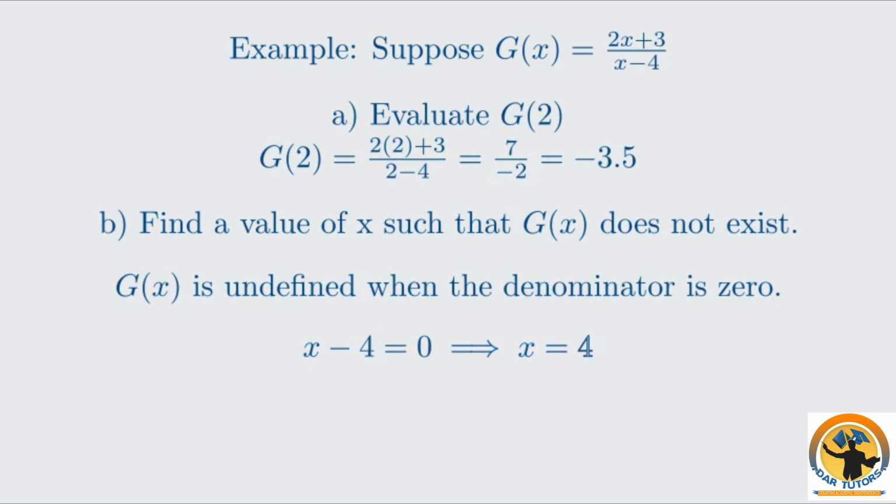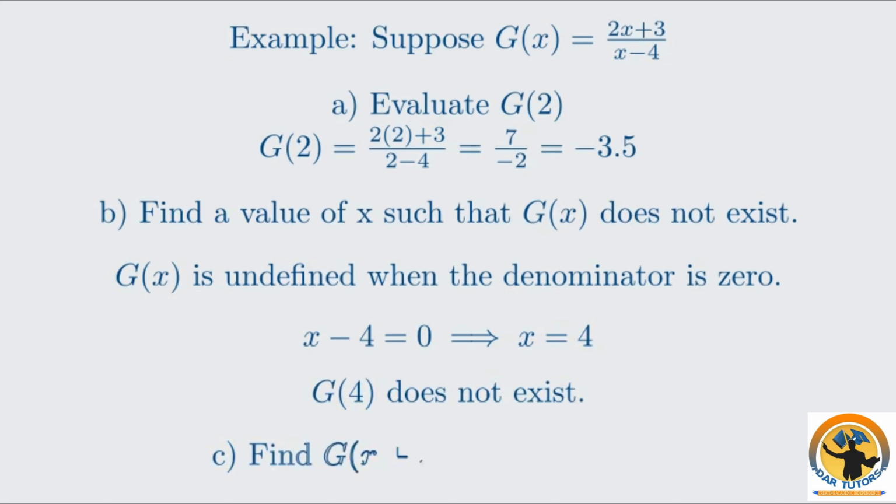This gives us x equals 4. Therefore, g of 4 is undefined. Now, let's find g of x plus 2 in simplest form.